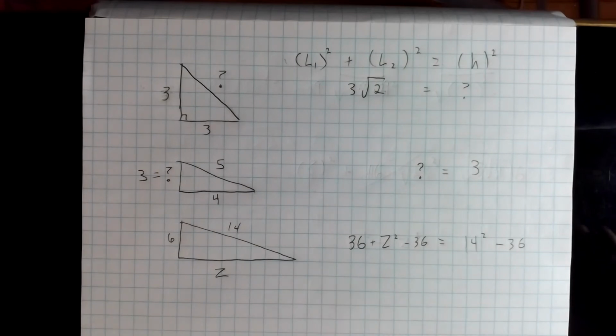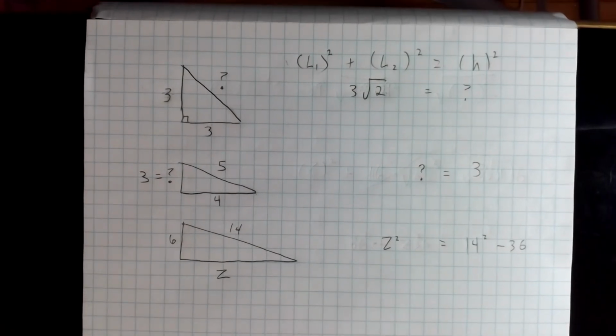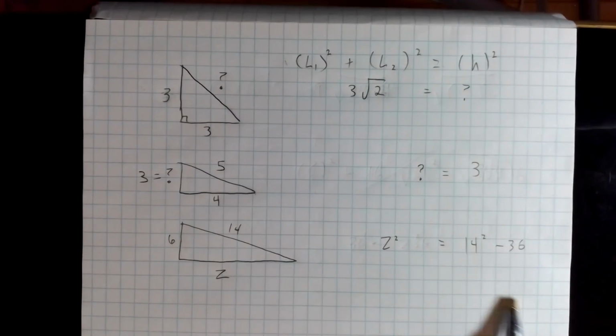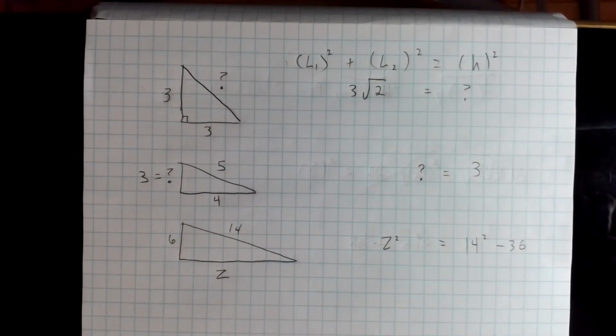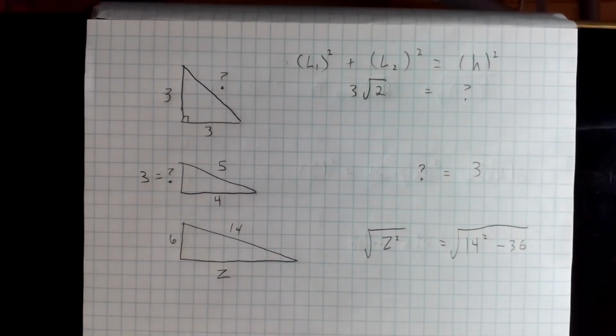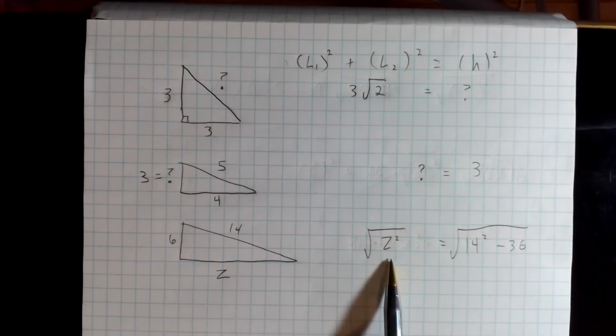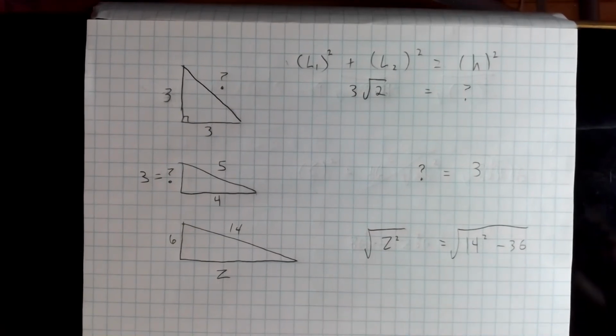Now, on this side of the equation, I have a 14 squared minus a 36. Again, I haven't done this multiplication, and I wouldn't probably allow a calculator on a quiz. I would expect you to just leave that as it is. And you can still solve for Z. Here, we're going to take the square root in order to get Z all by itself. So I have to do the square root on this side.